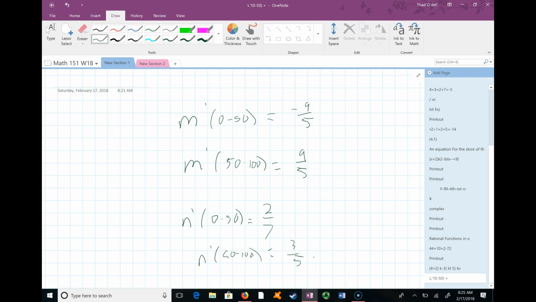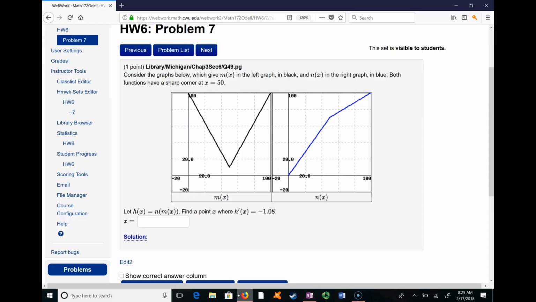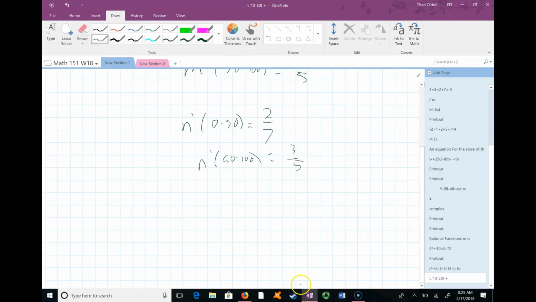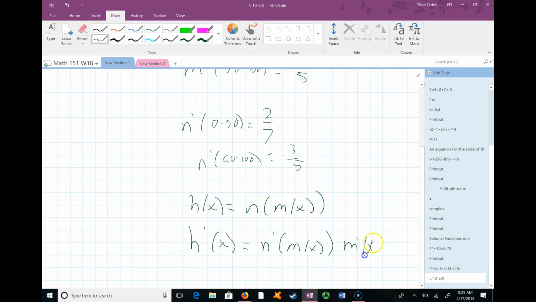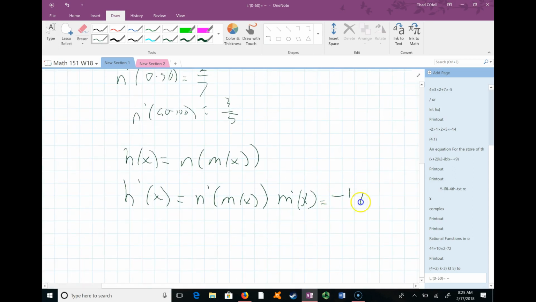Okay, so what we're looking for is the derivative of h to be equal to negative 1.08. So h prime, first of all, and h is n of m. H of x is equal to n of m of x. Which means h prime of x is going to be equal to n prime of m of x times m prime of x. So we're just using the chain rule there. And we want that to be equal to negative 1.08.